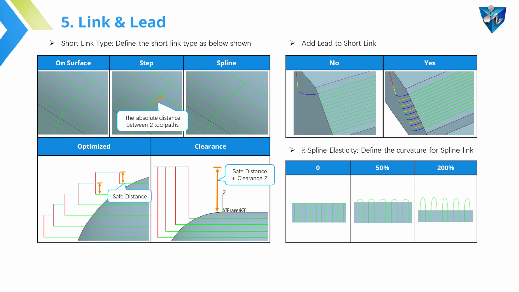And next, add lead to short link. As its name suggests, when the link type is short link, it can control whether to add lead to it. And percentage SP line elasticity is to define the curvature for SP line link.